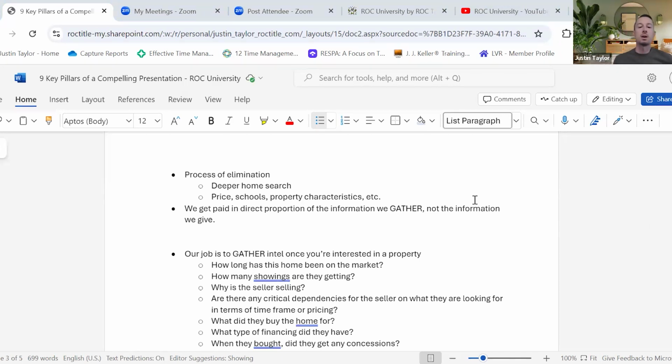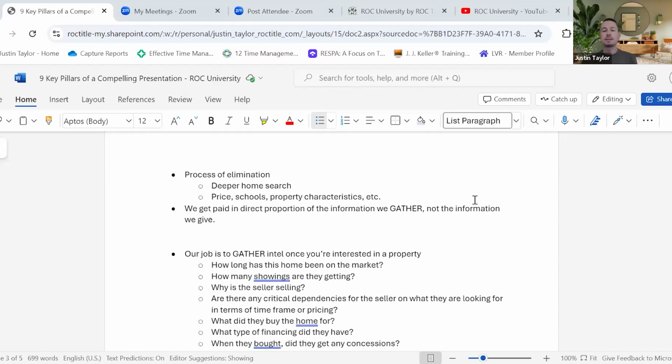How many showings are you getting? What's the motive with the seller? Why is the seller selling? Right? These are all appropriate questions to ask. Oh, they're downsizing. Oh, they're moving to wherever. Or they need more room, whatever it may be. But we want to know what the motive behind selling is. Oh, it's distressed, or whatever it is, right?